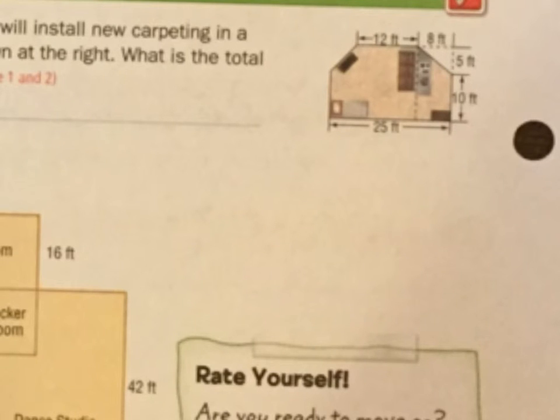Oh boy, this is kind of hard to see. But it's a composite. And so I think we can figure this out by going like this. I'm going to draw a line right here. That'll leave me a rectangle and a trapezoid. So let's do the rectangle first. And this is the rectangle. It's 25 by 10. 25 by 10 equals 250.